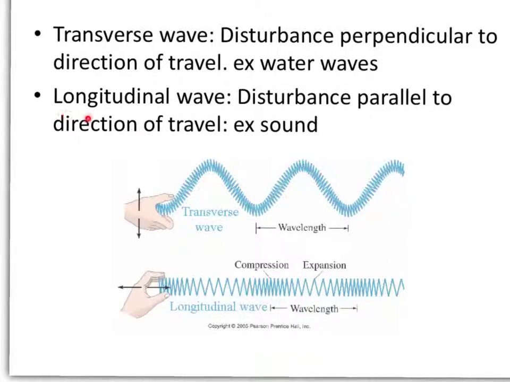The other kind of wave is a longitudinal wave, and there the disturbance is parallel to the direction of travel. The best example of that is sound, but you can also show this with a spring as well. In this case, the person is taking the spring and squeezing it together to get these compressions, as they're called, and these compressions are moving out in this direction. So the disturbance is in this direction, and the direction of travel is in this direction, so the disturbance is parallel to the direction of travel.